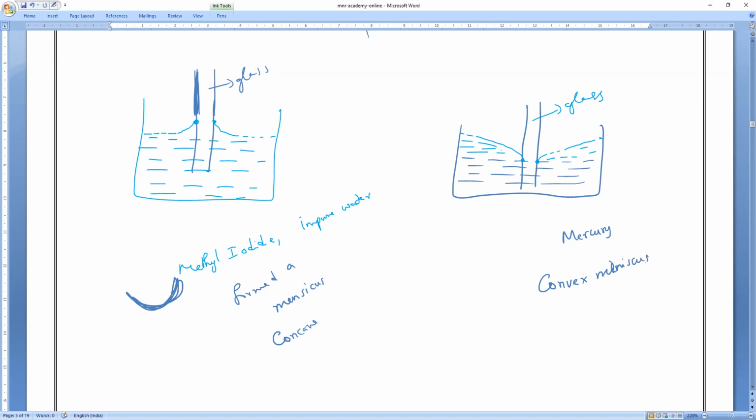Yes, brothers? So it is a concave meniscus, and it is a convex meniscus forming. The example I have taken: this is methyl iodide and this is mercury. So one is methyl iodide, another one is mercury. If I observe very carefully, all of you observe here. This is mercury, it is forming downwards, and the other is forming upwards.